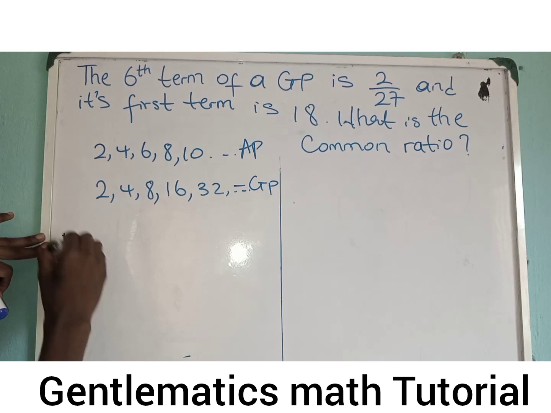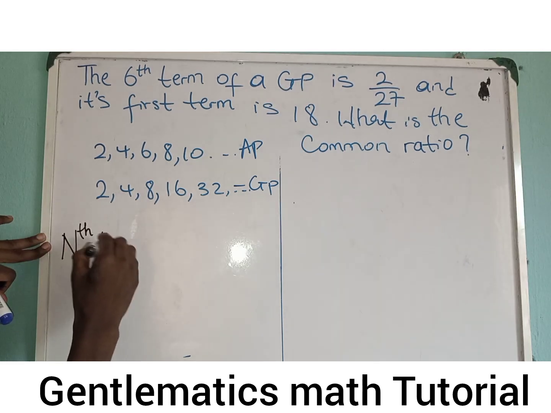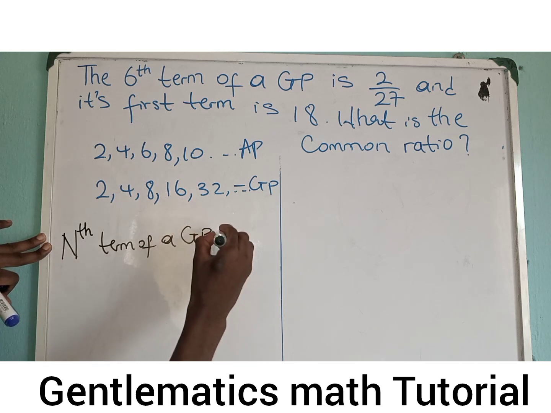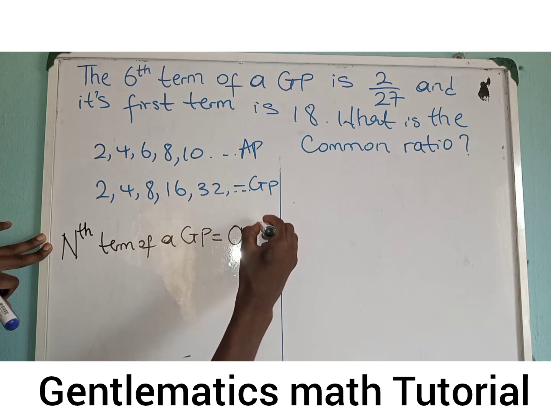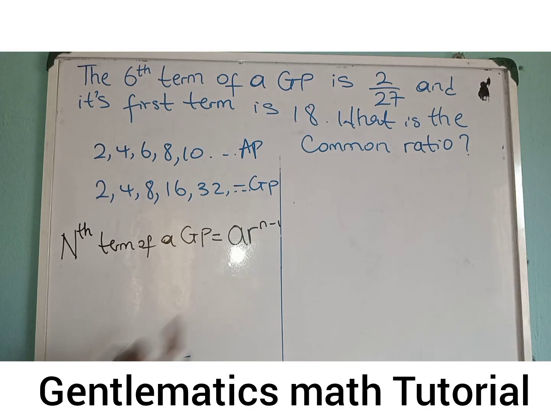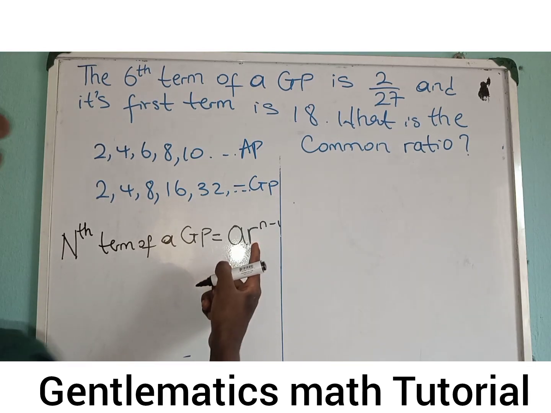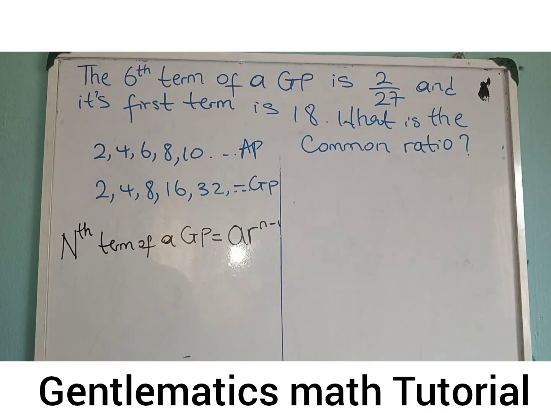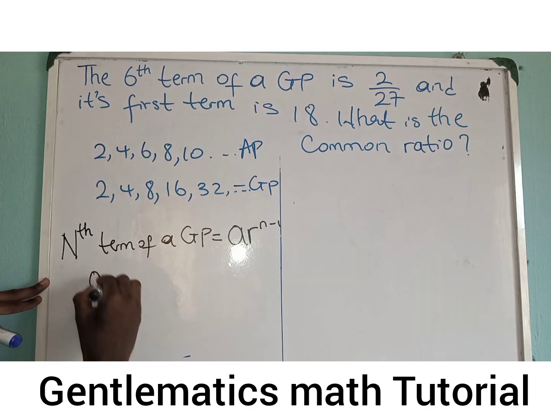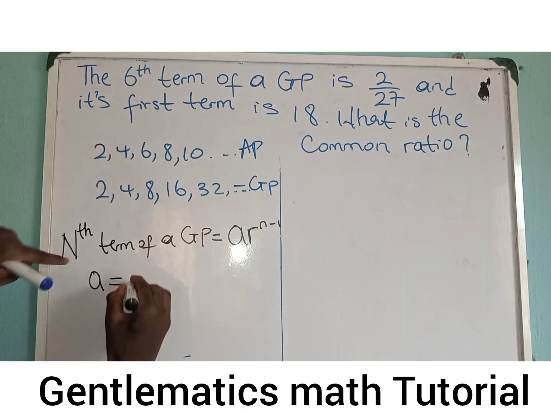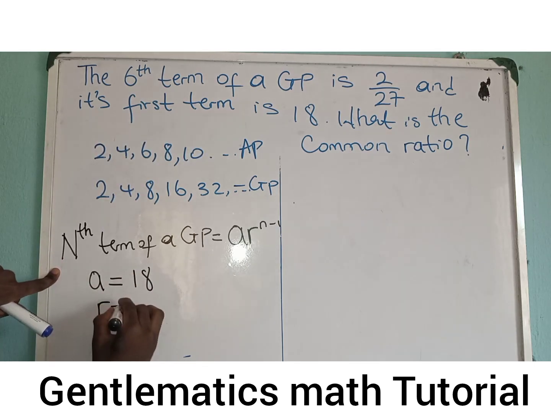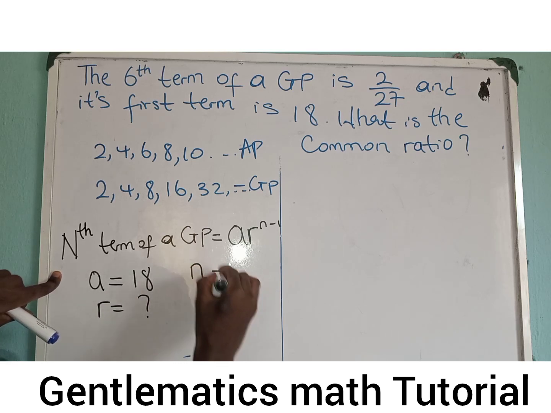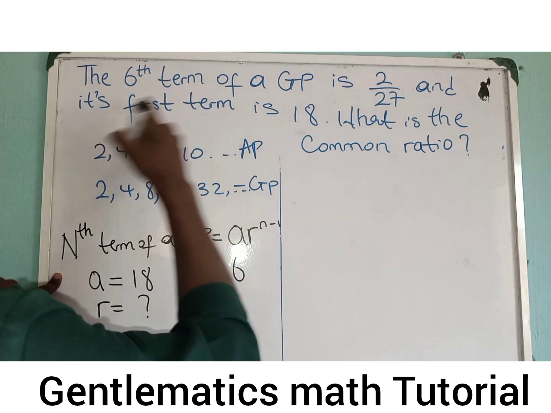The nth term of a GP is given as A R raised to power n minus 1, where A stands for the first term, R stands for the common ratio, and N stands for the number of terms we are talking about. So from our question, our A is equal to the first term, which is 18. The common ratio is what we are looking for. And now our N is equal to 6 because they told us 6 terms.